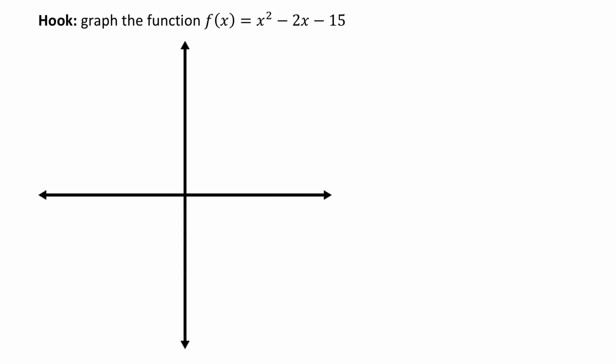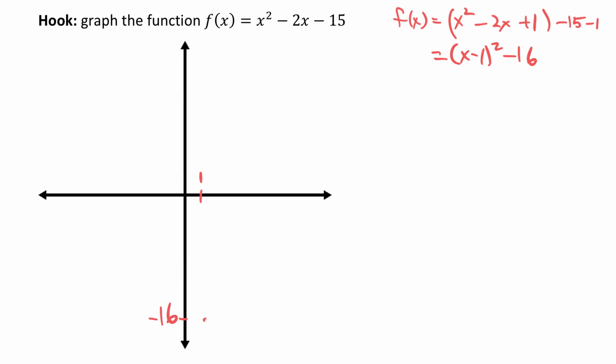All right, assuming you gave that a try, we have to complete the square. So f(x) will be x squared minus 2x. We half it and square it. Half of negative 2 is negative 1, squared is plus 1. And then if we add 1, we have to also subtract 1. So this is (x minus 1) squared minus 16. So the vertex should be at (1, negative 16). Then we would go over 1, up 1, over 1, up 1, and we'd have something like this.